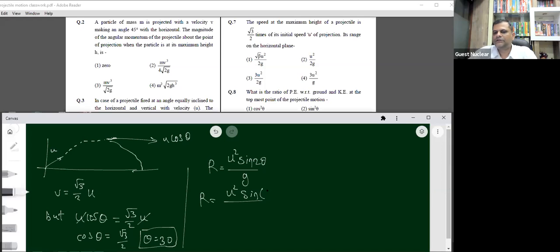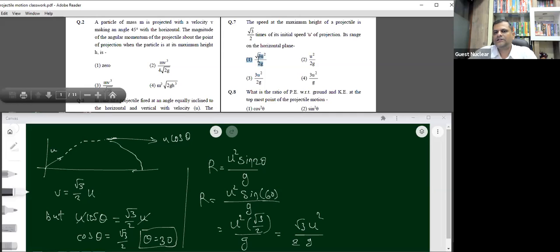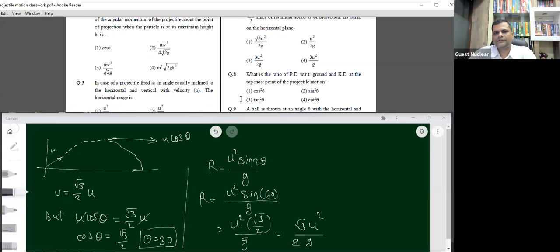So sin of 2 theta will be sin 60, and that is to be divided by g as it is, so that we are left with u square into sin 60. How much is sin 60? We know that it is root 3 by 2 upon g as it is, so we can write this as root 3 u square upon 2g, and this is going to be the final answer, which is already there in this option number 1. Just check. Understood properly? Okay. Let us see the next.